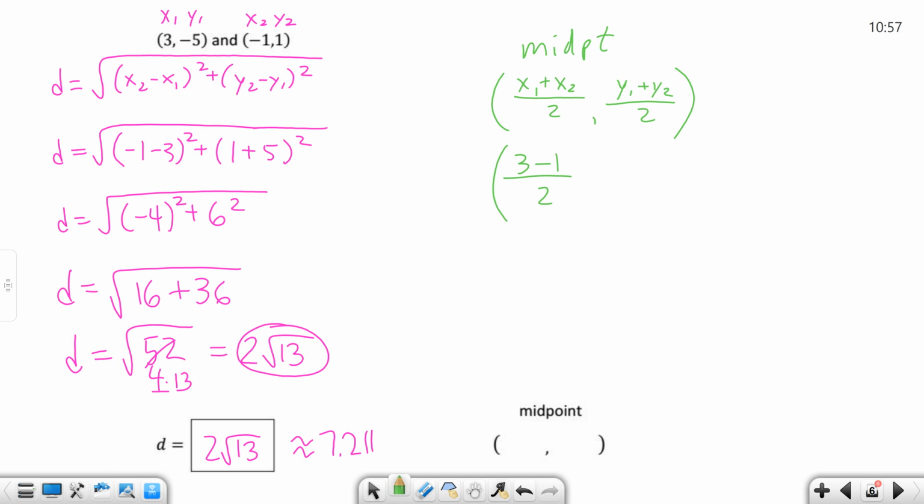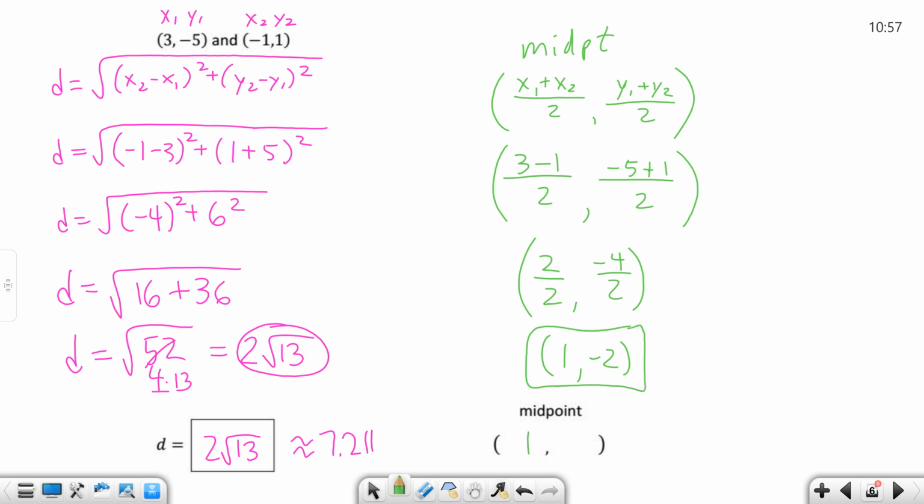Okay? So over 2 and then comma, and then over here we have negative 5 plus 1, right? Plus means don't change the sign, over 2. So this is going to be 2 over 2, comma, negative 4 over 2. And both of these are even numbers. 2 over 2 becomes what? 1. Negative 4 over 2 becomes negative 2. And there is your midpoint, the point 1, negative 2.